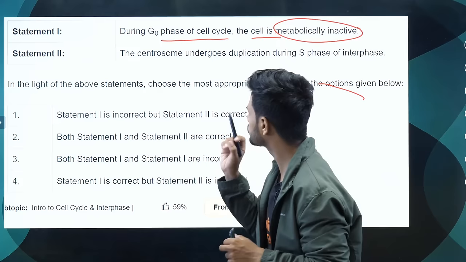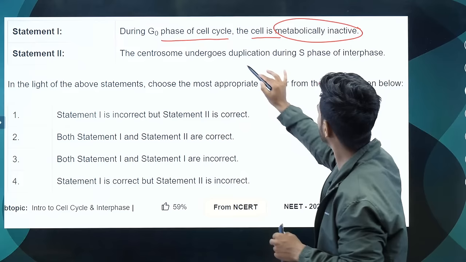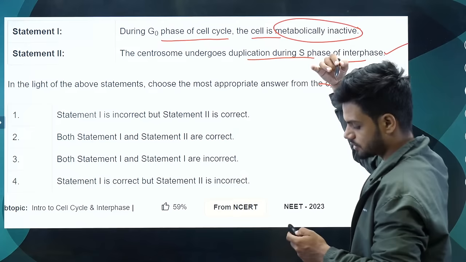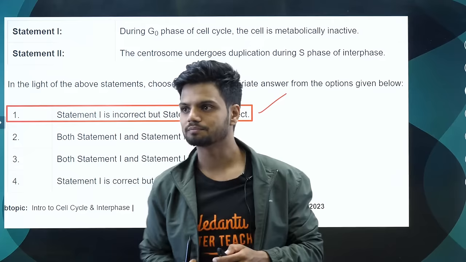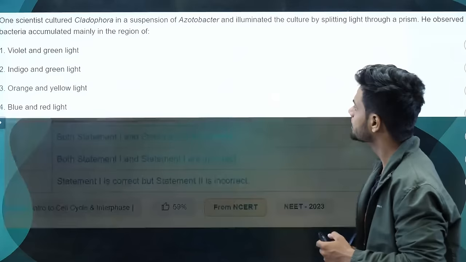The centromeres undergo duplication during the S phase of interphase. Correct, statement 1 is correct. Statement 2 is wrong. Easy question. Option number one. Next question.